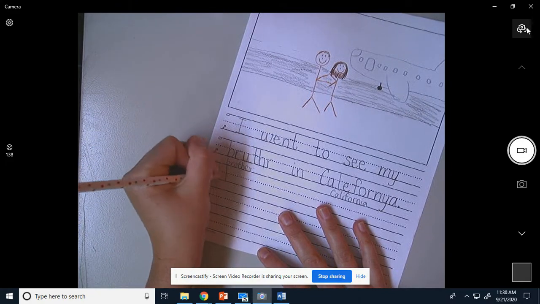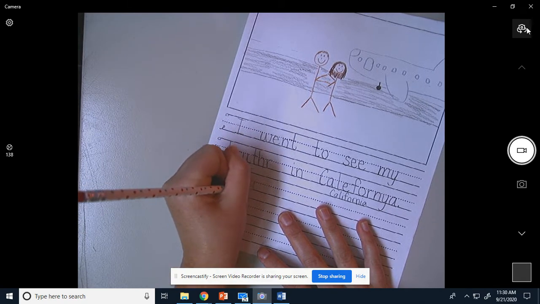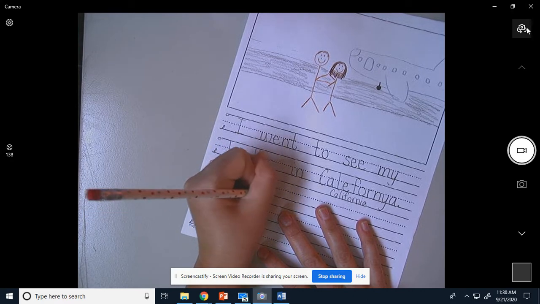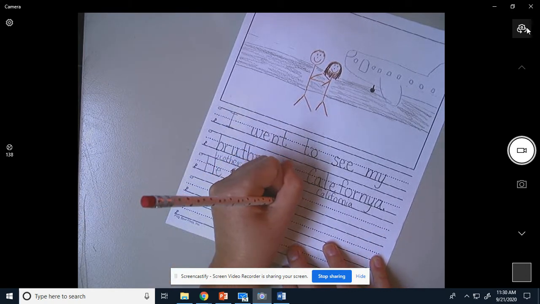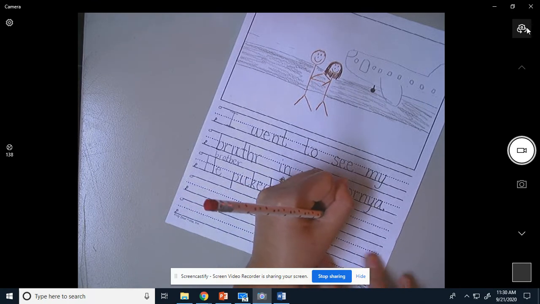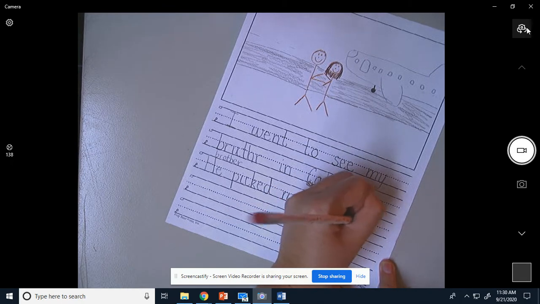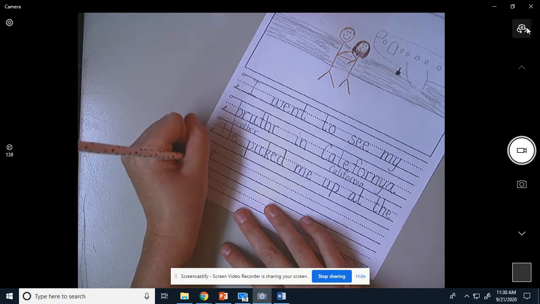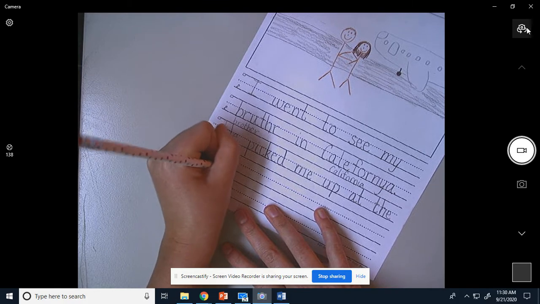He picked me up at the sight word airport. Remember, you're sounding out words if you don't know how to spell them. Airport.